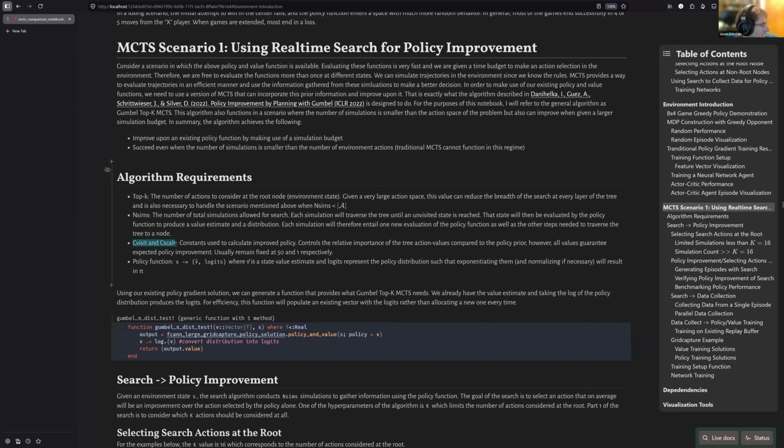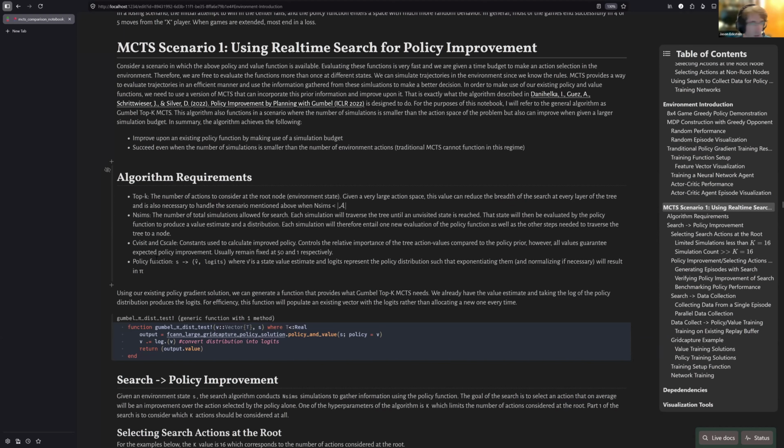Then there are a couple of constants that are used later to calculate the improved policy. They're basically constants that control the importance of the data collected during the search and balance that with the policy distribution that we've given to the search. The whole play is that we're trying to improve upon an existing policy function, and that's what we provide the search. At least in the paper, they recommend that this value be 50 and this one be 1. They said those hyperparameters worked across a lot of different use cases and didn't have to be tailored, which is nice.